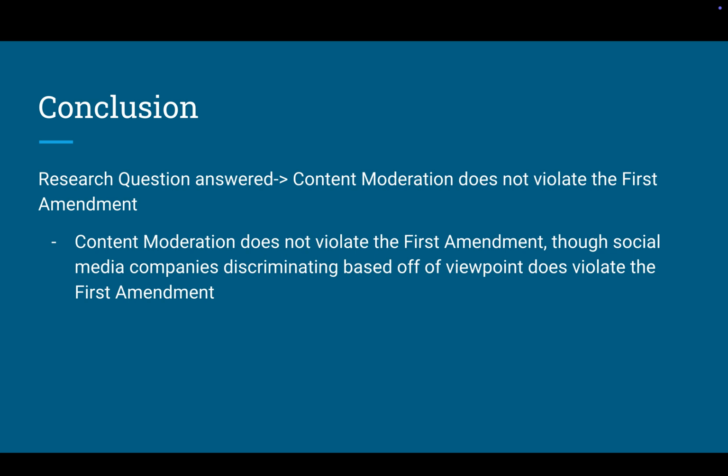The overall question of whether content moderation is a violation of the First Amendment still remains. Based on the findings, content moderation is not a violation of the First Amendment. This is only found if social media companies moderate content based on their terms of service and not based on viewpoint. In this case, the social media companies did state that they do discriminate against certain users and forms of expression based on users' viewpoints. So in this case, it would be a violation of the First Amendment.